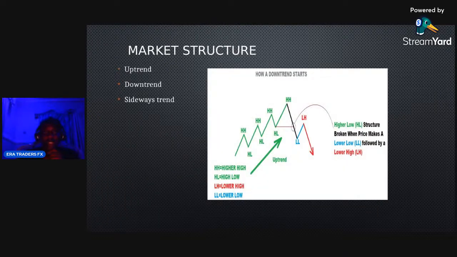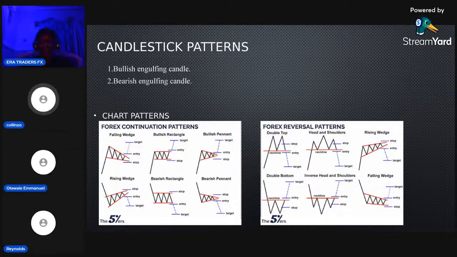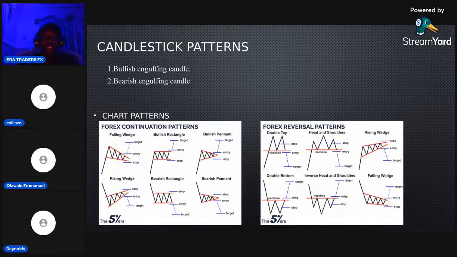So you can see. Let me go back. So chart candlestick patterns. We have the bullish engulfing candle, and we have the bearish engulfing candle. Like the name implies, the bullish engulfing candle means the bullish candle is engulfing the bearish candle. That means it's bigger than the bearish candle, the green candle is bigger than the red candle. For bearish engulfing, the bearish candle is bigger than the bullish candle.